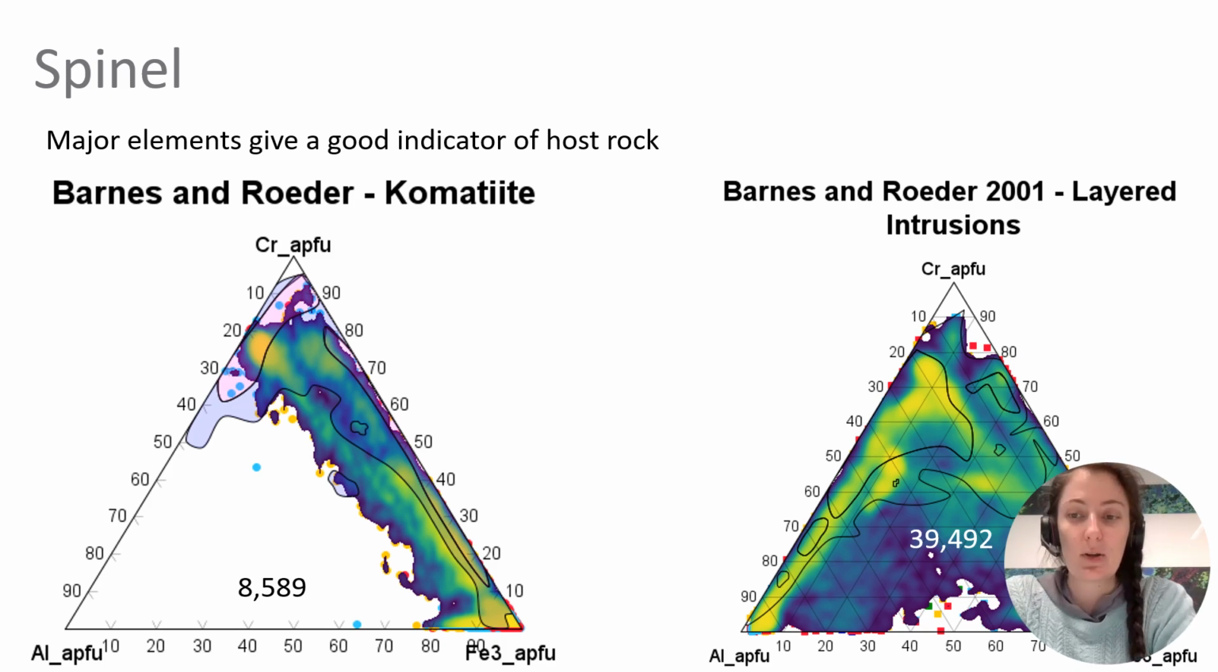So this lets us know that if we found a spinel ex situ and measured the major elements, we could have an okay idea of what the host rock species was.